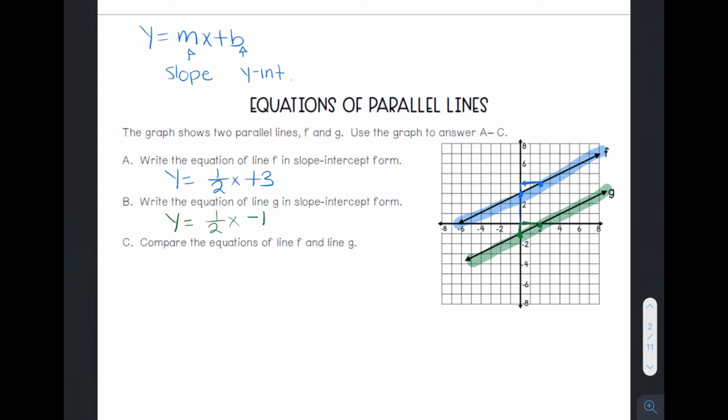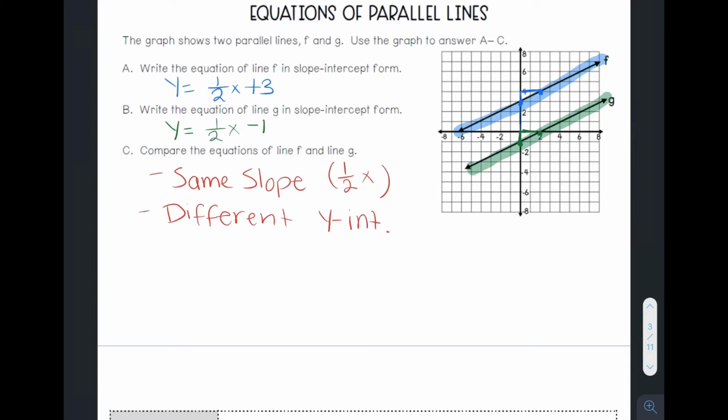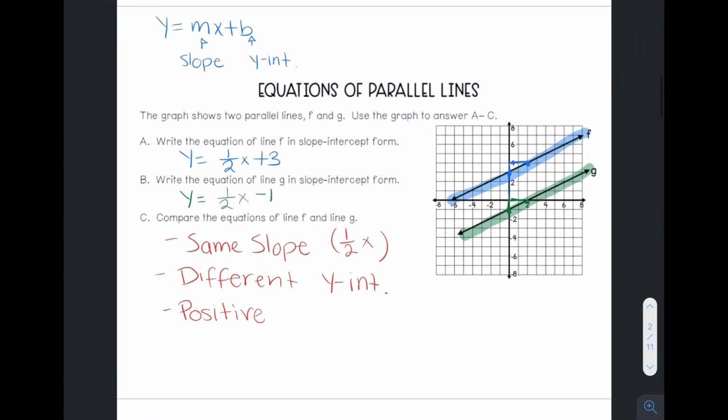Okay, the next question says compare the equations of line F and line G. So they're asking us to compare both of these equations. The first thing that I see is that they have the same slopes. They have different y-intercepts. And both of them are positive. Positive lines. Those are the 3 things I can tell about the lines.